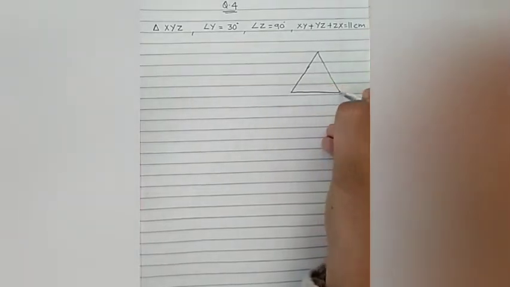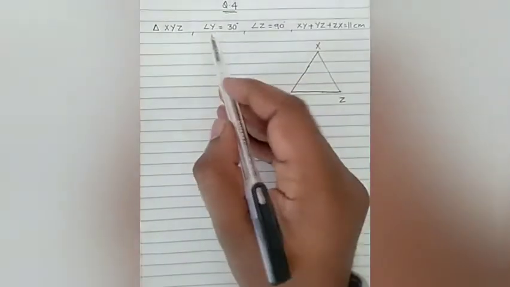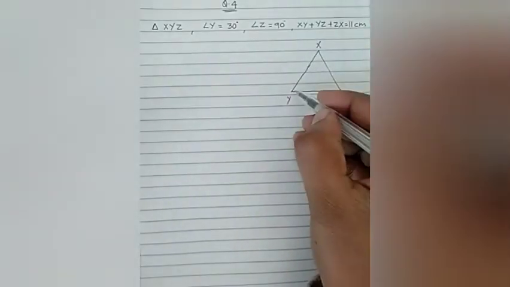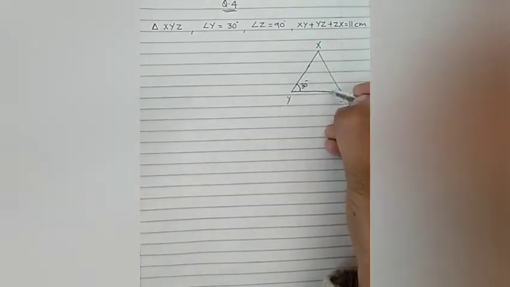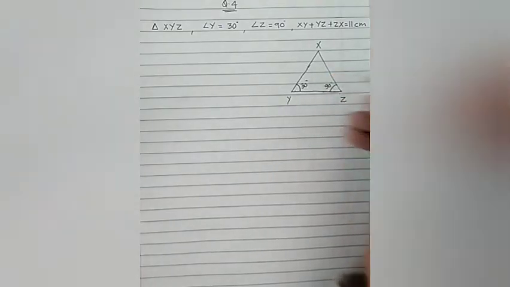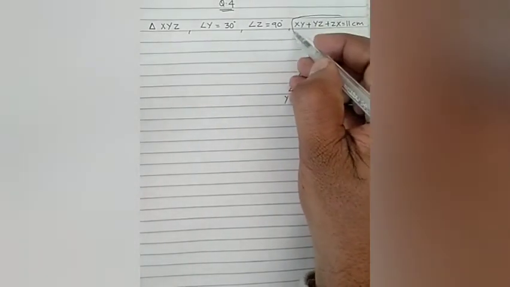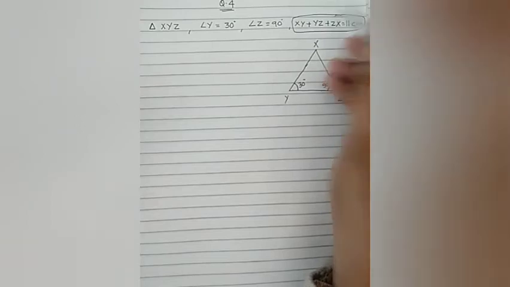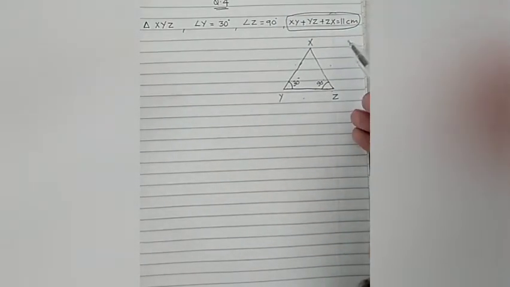X, Y, Z. And my dear students, if you would have observed angle Y and angle Z, so both the base angles have been mentioned. So this is 30 degree and this is 90 degree, which is mentioned. Both the base angles have been given. And what you have been given is the perimeter of the triangle. That is the sum of all the three sides, which over here they mention it to be 11 centimeter.